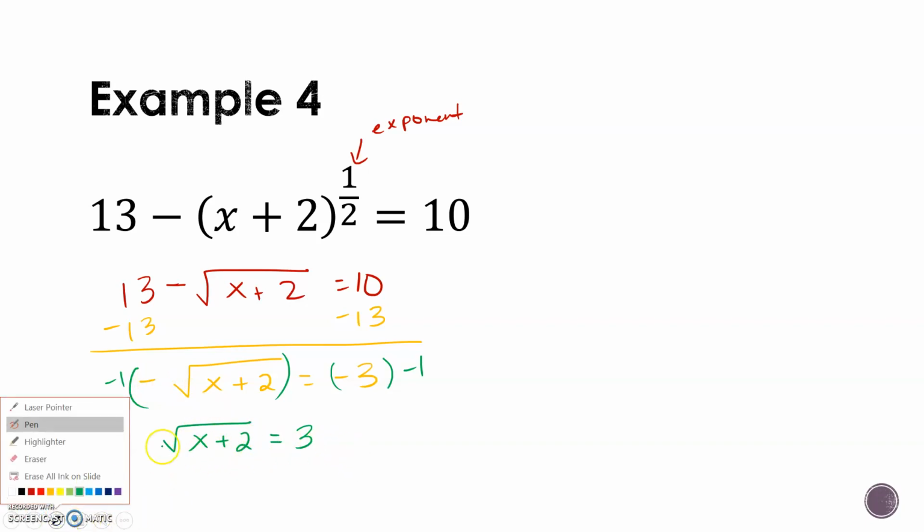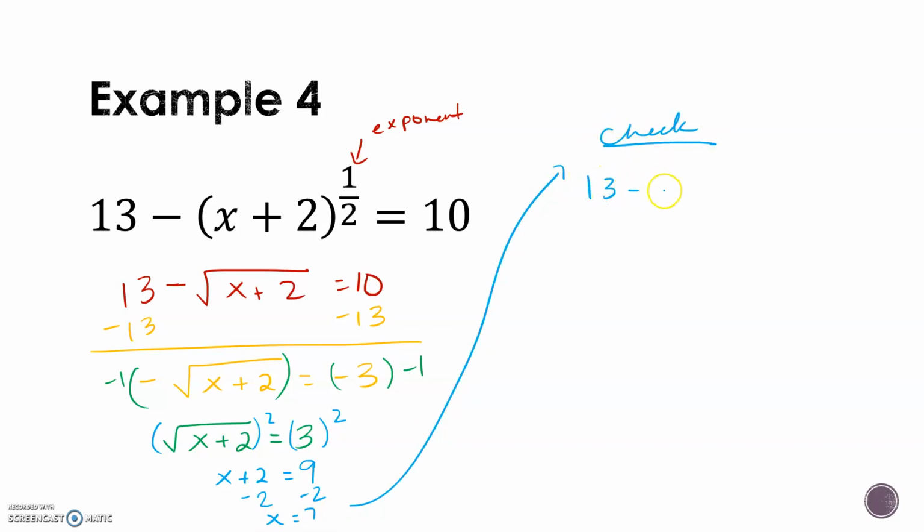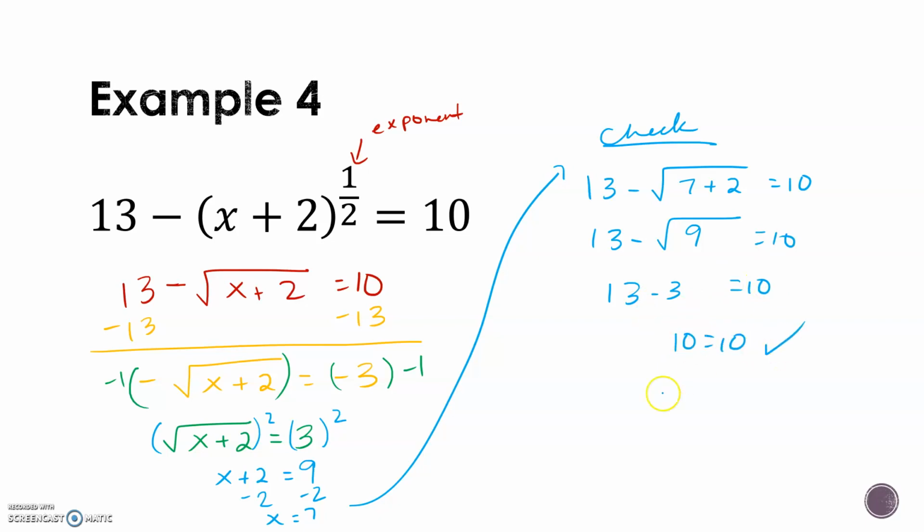So now that we have isolated the radical there, now we can do the inverse, which is square. So x plus 2 is equal to 9. Subtract 2, and x is equal to 7. Maybe it is. Check. 13 minus square root of 7 plus 2 is equal to 10. So 13 minus square root of 7 plus 2 is 9. Square root of 9 is 3. And 13 minus 3 is definitely 10. So we get a true statement. X is equal to 7 is correct.